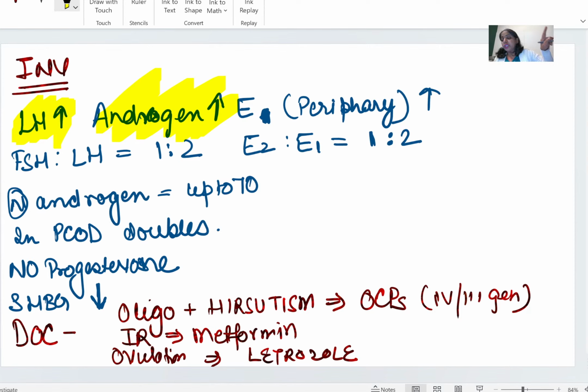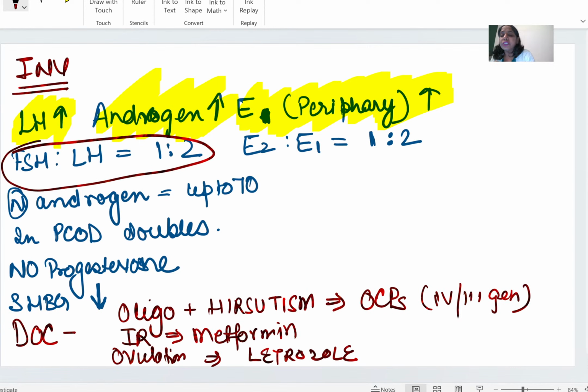gets changed into estrone in the peripheral tissue. Estrone means number 1 estrogen. So E1 also increases. Normally the FSH to LH ratio is 2:1, but because here LH has increased, the FSH to LH ratio becomes 1:2. Okay, because estrone is increasing.